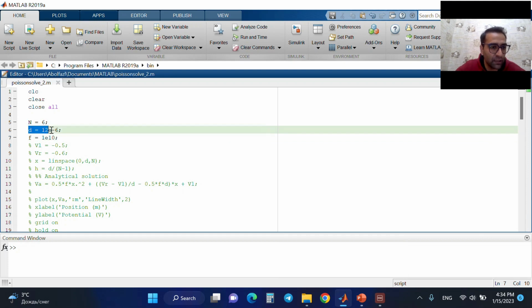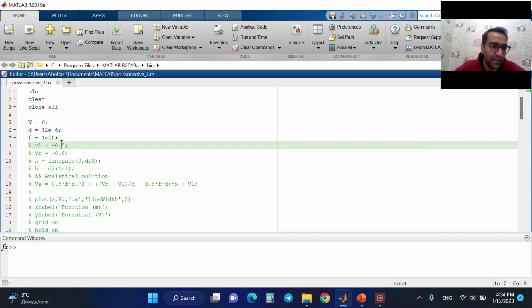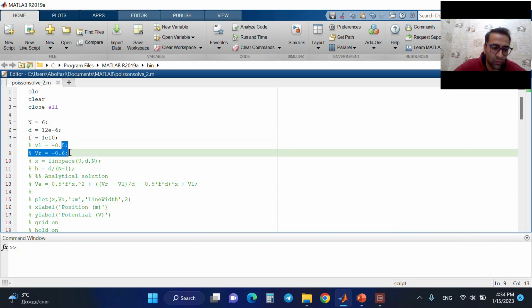D is some known value, just define everything that you like, and I define 12e-6. F again is some known value, and I define it as 1e10, that is 1 multiplied by 10 to the power of 10. We know that these two, V left and V right, again are some known values. I define them as minus 0.5 and minus 0.6.